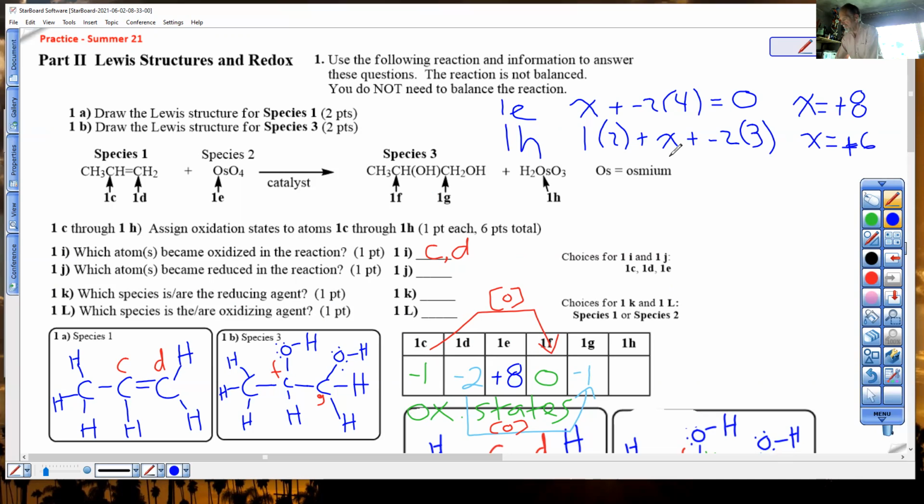Wait a minute, is that right? I don't even think it's +6, is it? No. Bad math. Bad math. I think it's 4. 2 plus 4 gives +6, and -6 gives 0. So it's 4.